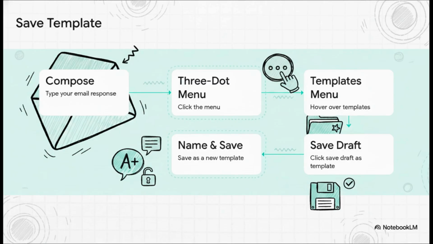For a small business, maybe this is a referral confirmation that says something like, "Thank you for your referral submission. Our team has received the information and will review it shortly." Once that message is typed out, click the three-dot menu down at the bottom of the Compose window, hover over Templates, click Save Draft as Template, and finally select Save as New Template. Give it a clear, highly recognizable name like Referral Confirmation, and hit Save.